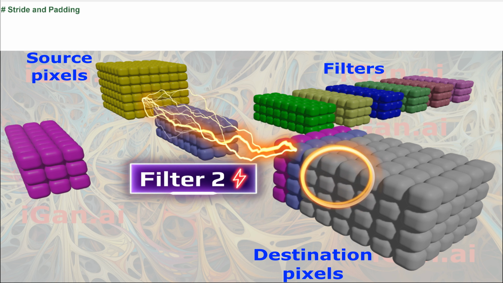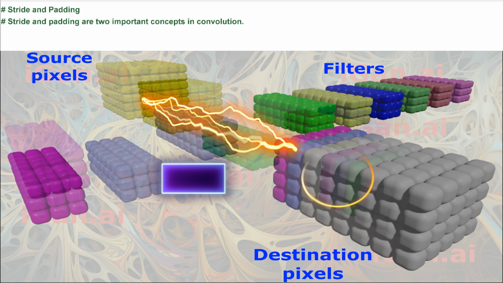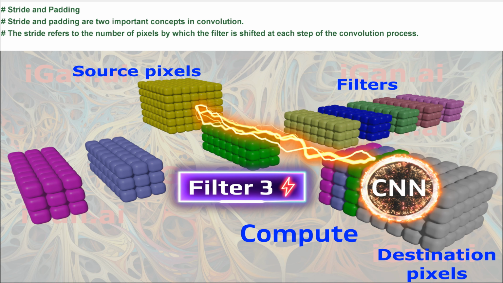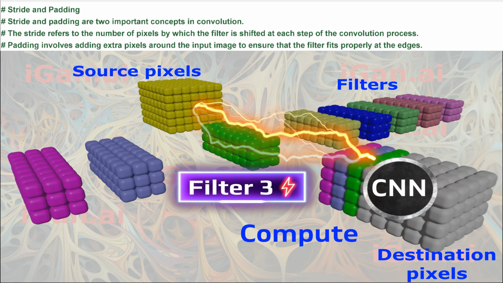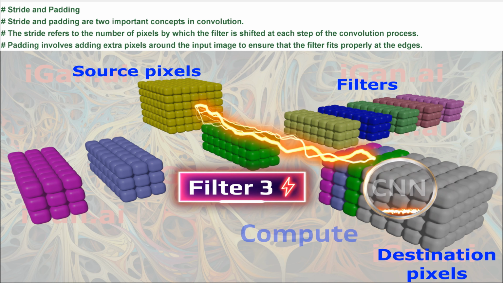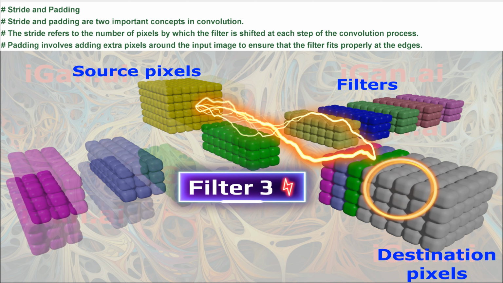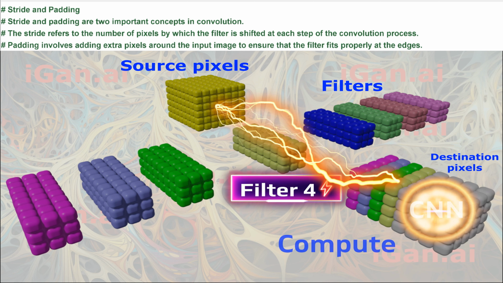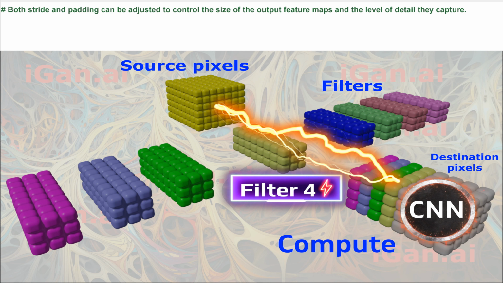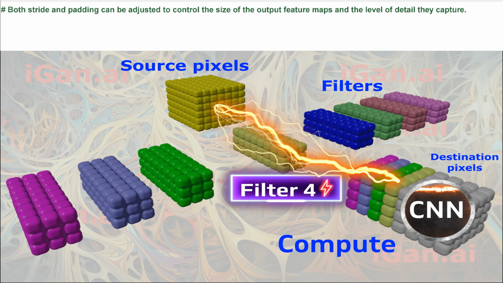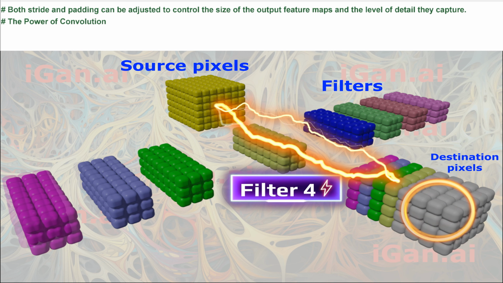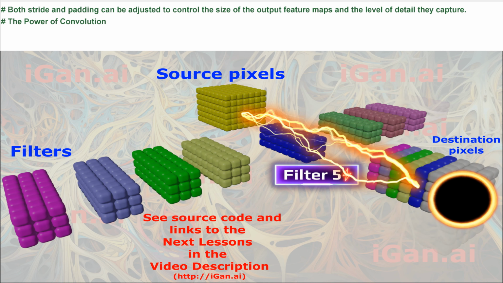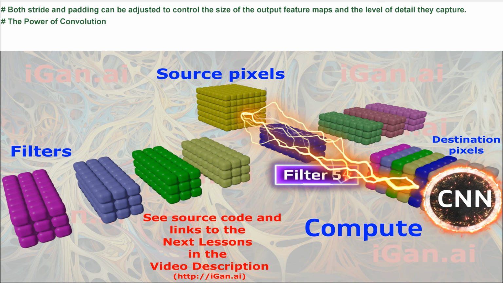Stride and padding. Stride and padding are two important concepts in convolution. The stride refers to the number of pixels by which the filter is shifted at each step of the convolution process. Padding involves adding extra pixels around the input image to ensure that the filter fits properly at the edges. Both stride and padding can be adjusted to control the size of the output feature maps and the level of detail they capture.